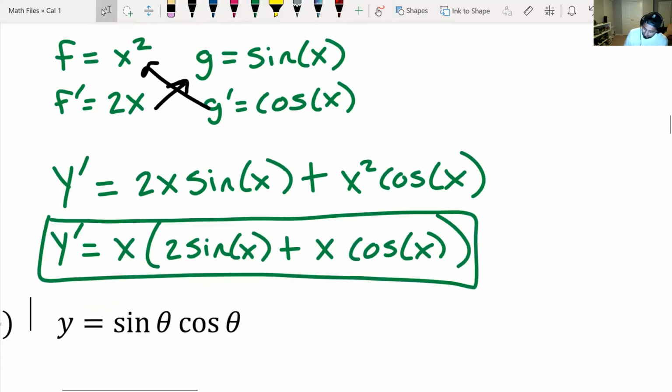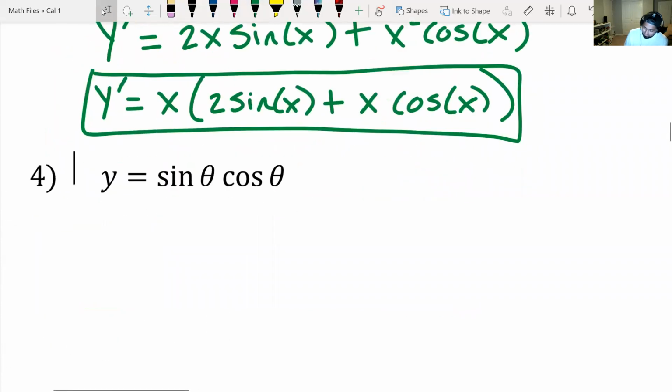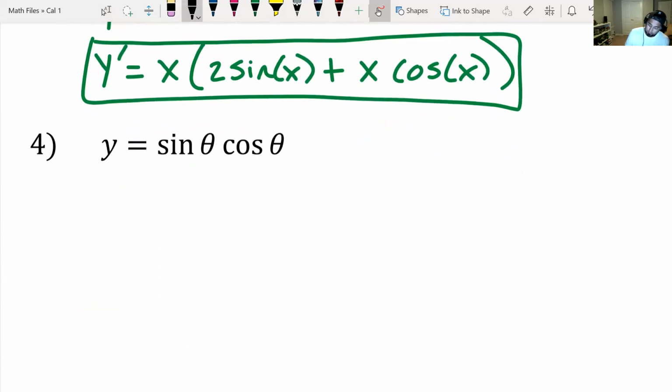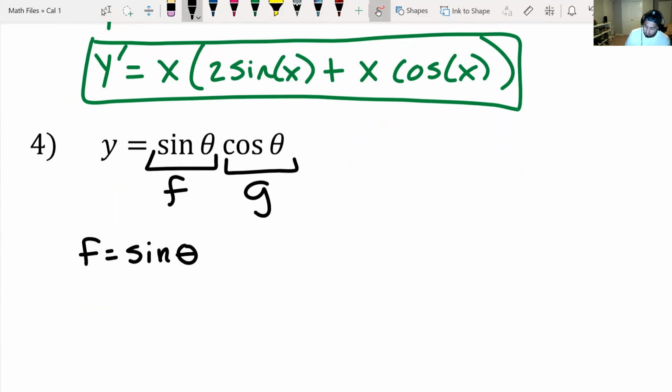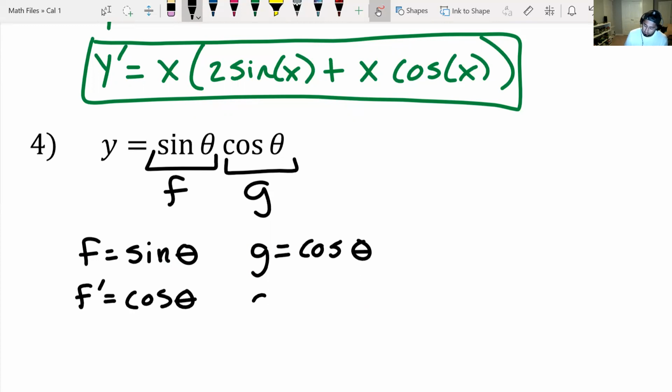Okay. Again, sine is f. Cosine is g. F is sine theta. G is cosine theta. F prime is cosine theta. G prime is negative sine theta.